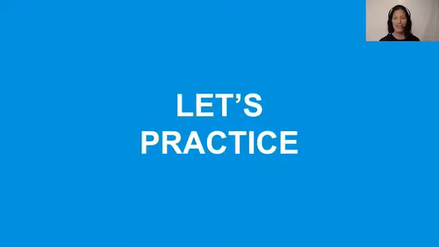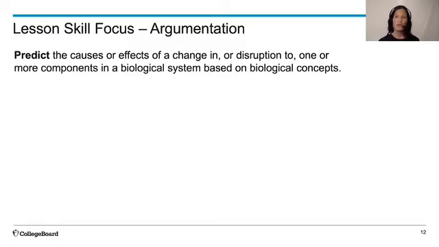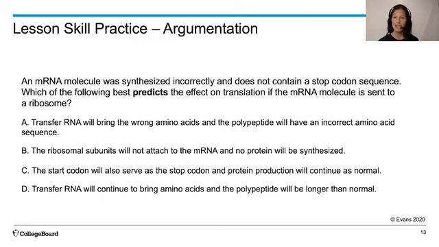So let's put all of that into practice. Remember, the skill that we're working with today is argumentation. A question is going to ask us to predict the causes or effects of a change in or disruption to one or more components of a biological system based on biological concepts. So let's see what that looks like. Here's a question. I would like you to pause the video, grapple with this question that's asking you to predict. Once you think you have your answer, unpause the video, come back to me, and we'll see how you did.